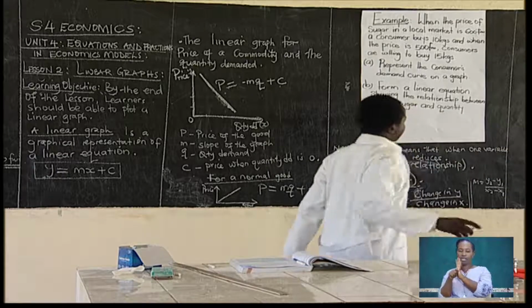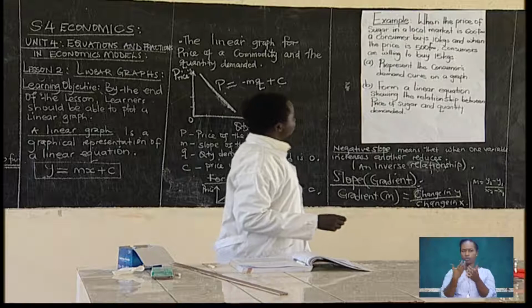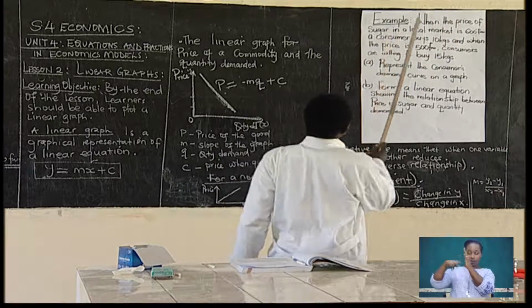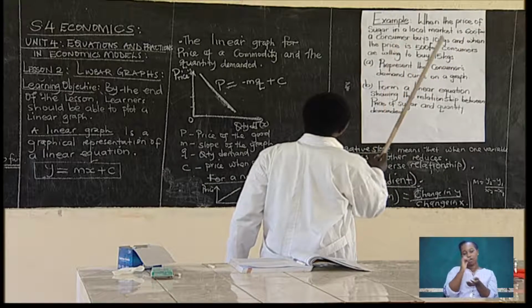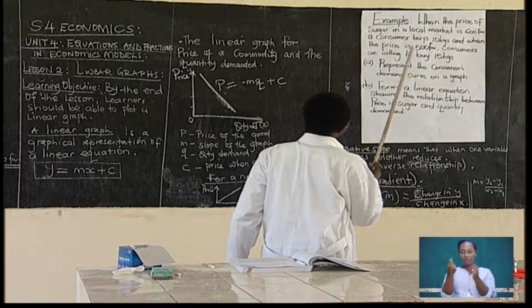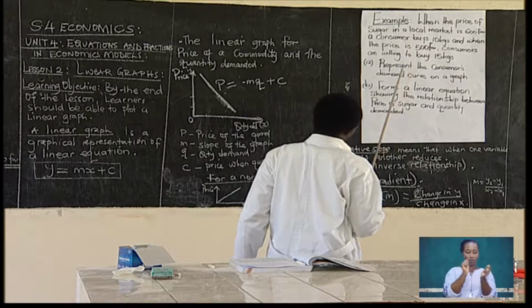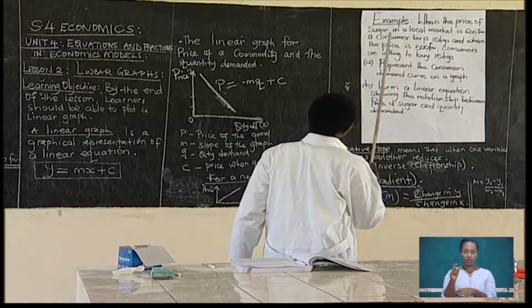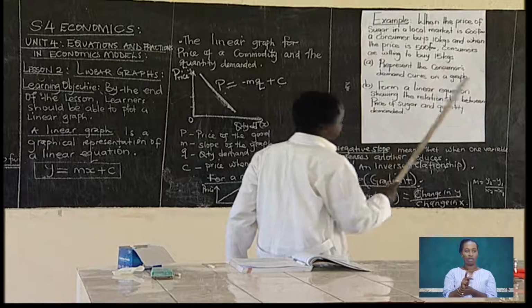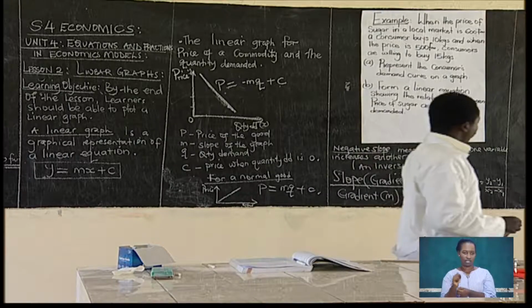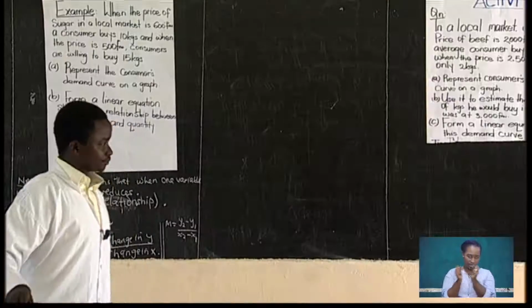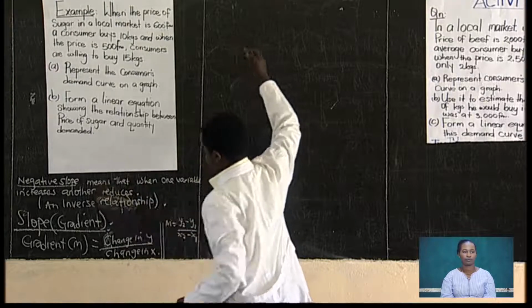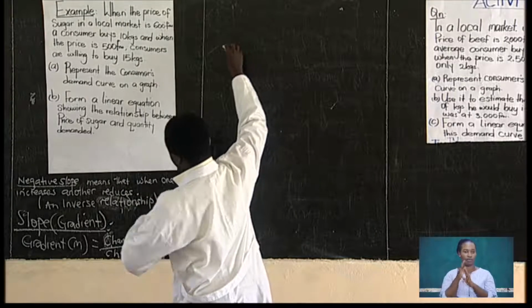So we have this example now, which I want us to work out. I want us to read together. When the price of sugar in a local market is 600, a consumer buys 10 kilograms. And when the price is 500, the consumers are willing to buy 15 kilograms. So I want us to go together on this very quickly.